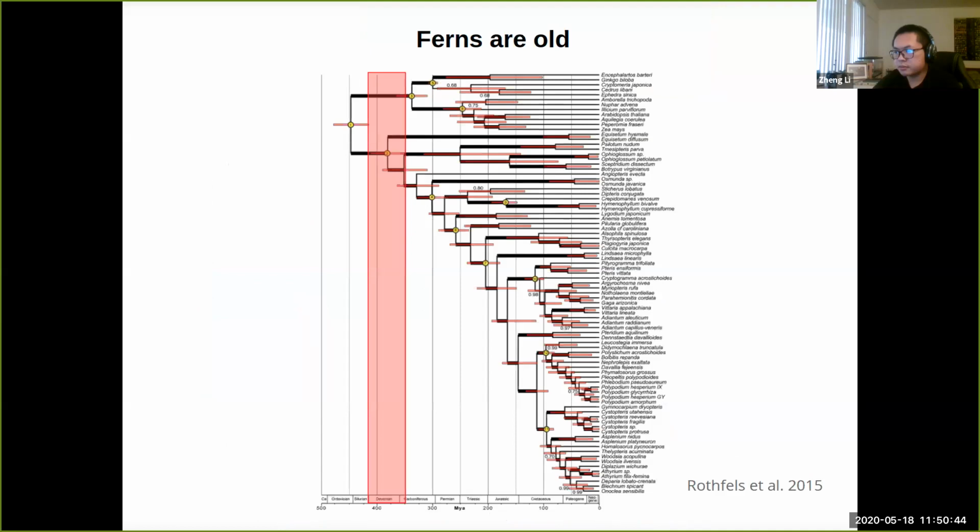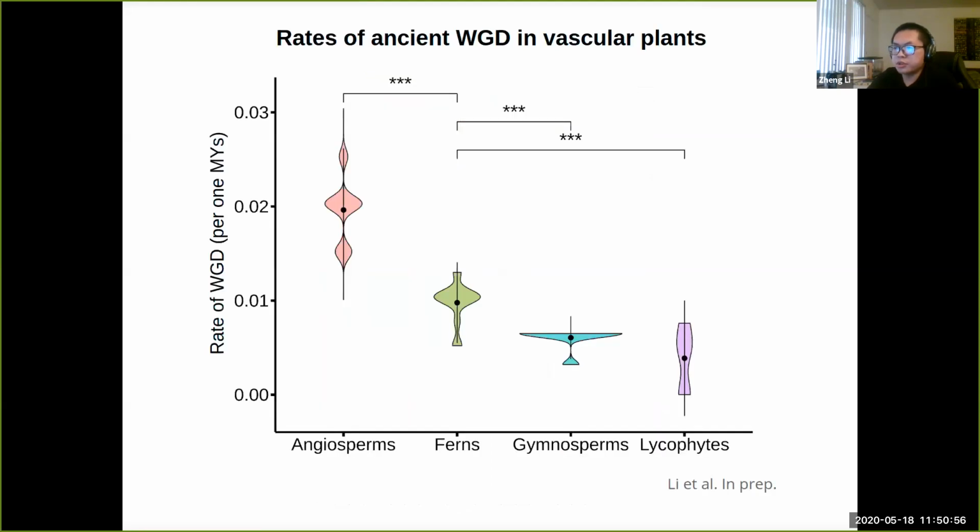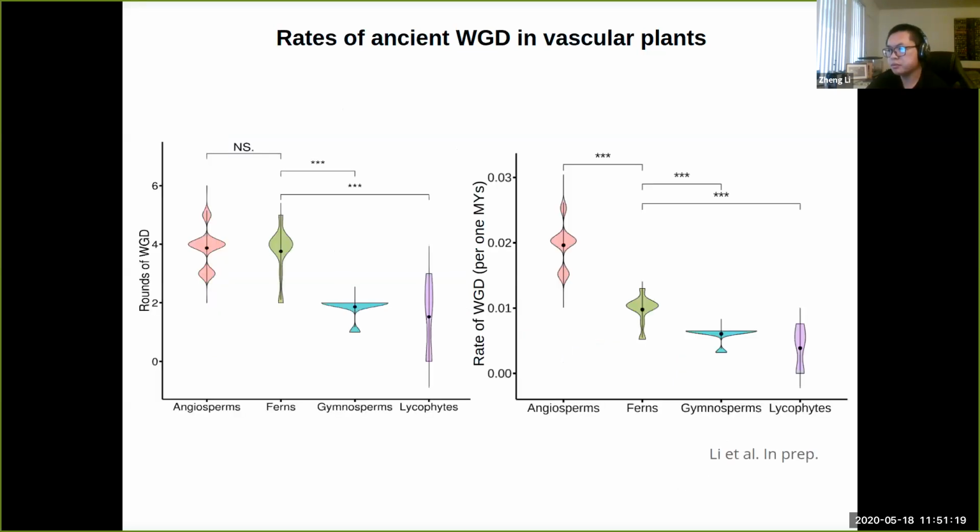So also, we need to keep in mind that fern is a really old lineage. The crown group age goes back to probably more than 350 million years ago. So given the lineage is old, we want to take the lineage time into account. So we further divided by the crown group age to estimate the rate of polyploidy. So this is what we have. Here, it shows you flowering plants definitely have the highest rate of ancient polyploidy per 1 million years, followed by ferns and then gymnosperms. So here, just to give you a comparison between the rounds of polyploidy and the rate.